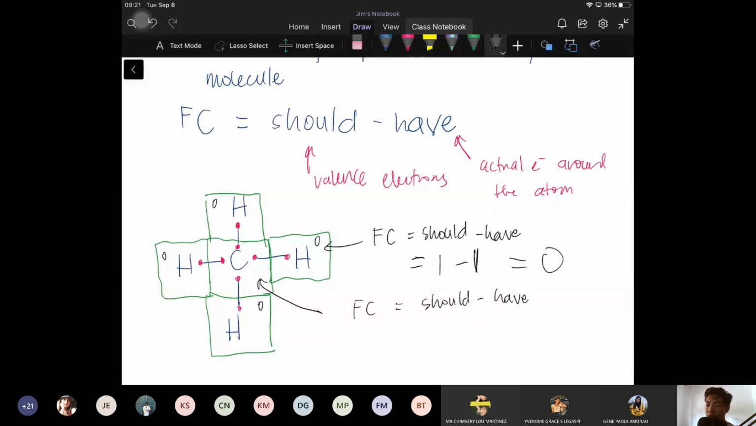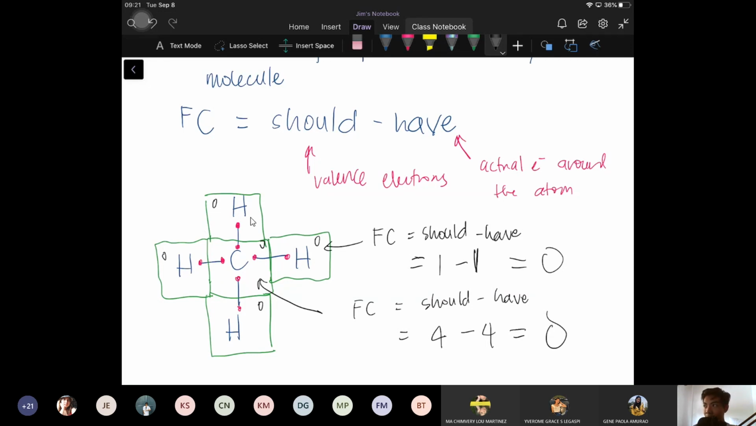Should. That means valence electrons. The valence electron of carbon is 4. How many dots does it have? Two, three, four. So, 4. 4 minus 4 is 0 as well. Okay. So, that means the formal charges of my atoms in this molecule is 0. So, the charge of the molecule is 0 as well.